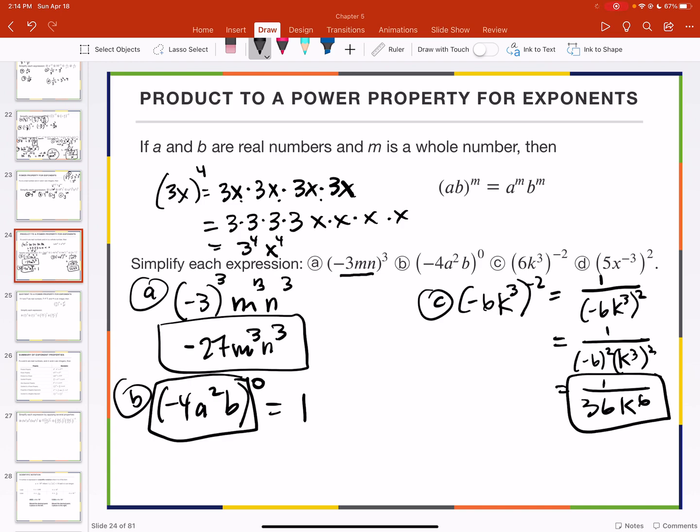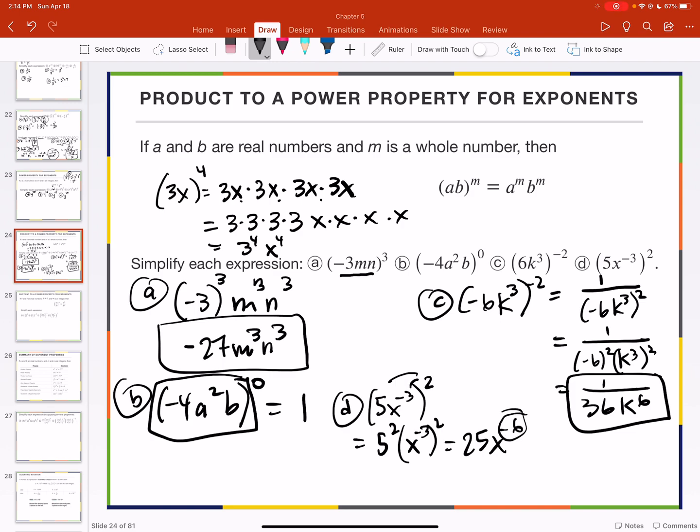Okay, and then finally D, you have 5x to the negative 3 squared. So let's multiply. This is going to be 5 squared, and then x to the negative 3 squared. So that's going to equal 25x to the negative 6 power. But this negative, we can write that in the denominator. So 25 over x to the 6th.